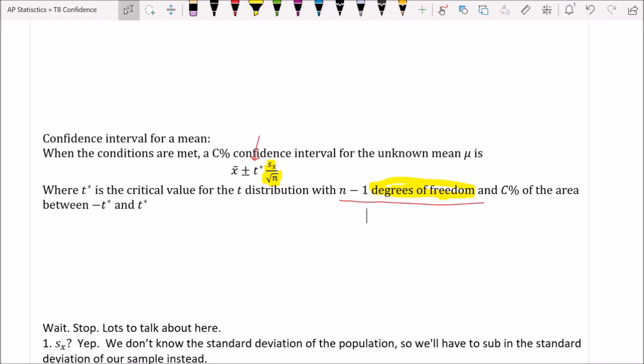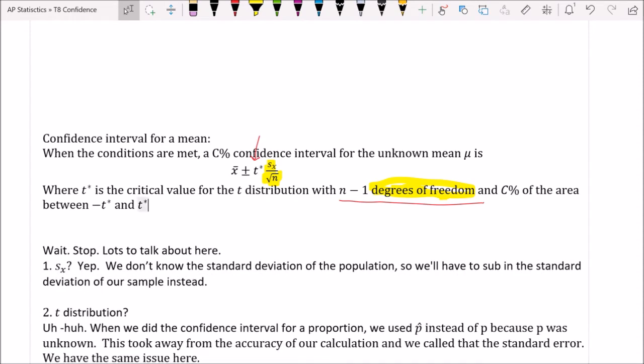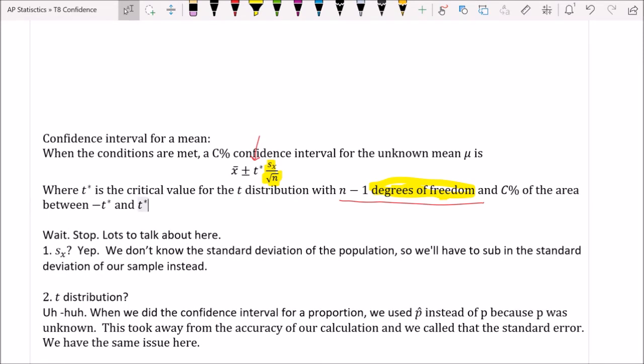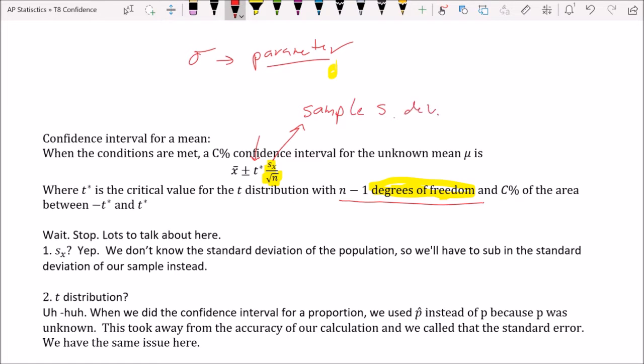So what's going on? Why is that happening? What's up with that s sub x? And what's up with the t star? Well, here are the reasons why those are there. First of all, we're going to use s sub x because sigma is the standard deviation of the population. That's a parameter, and we can't know that just by doing sampling. So we don't know what it is. Instead, we're going to put what we do know, which is s sub x, the standard deviation of the sample. So sample standard deviation.